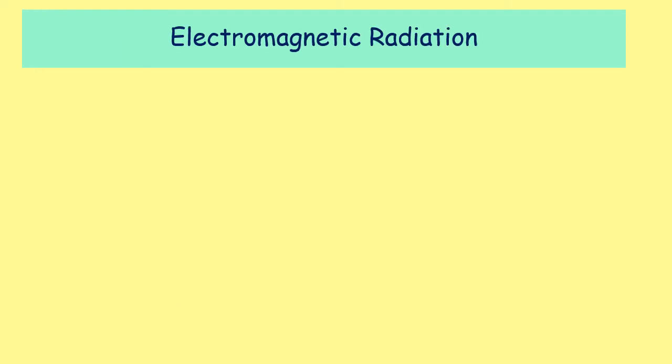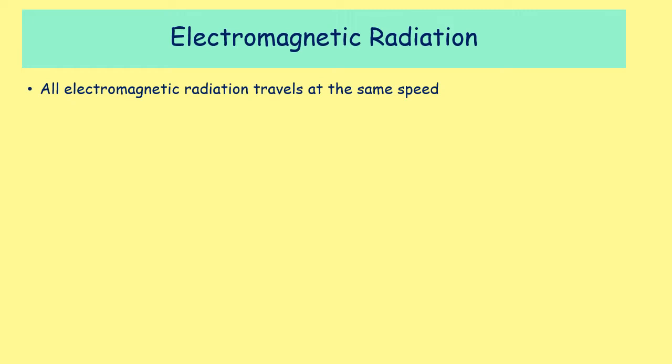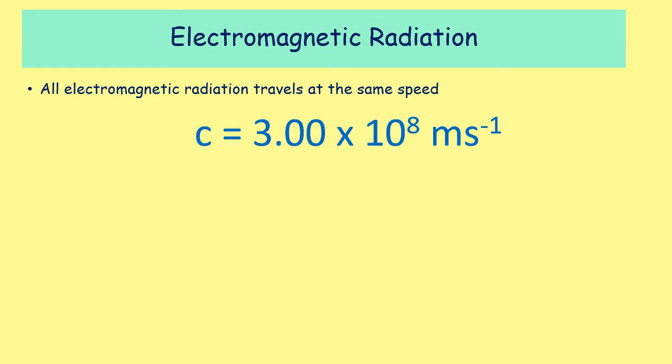Now, when it comes to electromagnetic radiation, all electromagnetic radiation travels at the same speed. This speed is the speed of light, which is in your data booklet on the last page, and it is 3.00 times 10 to the 8 meters per second. Now, if you do physics, this number might be slightly different in physics, but in chemistry, make sure you're always using 3 times 10 to the 8.